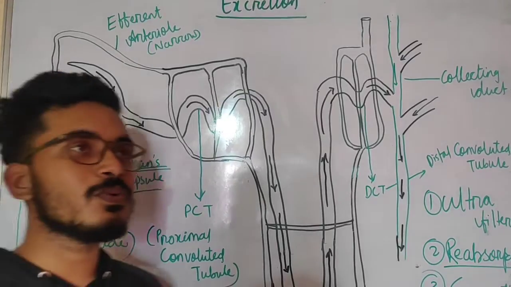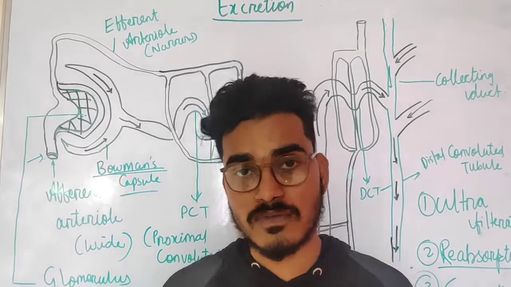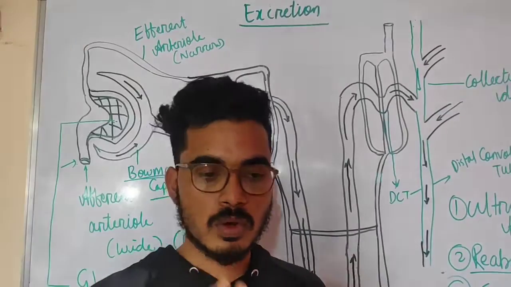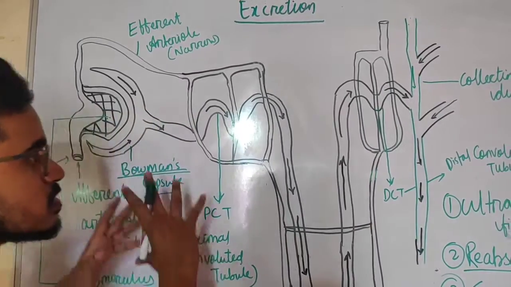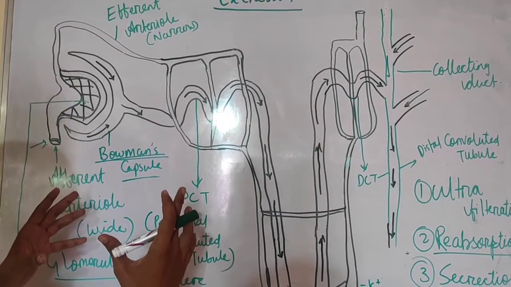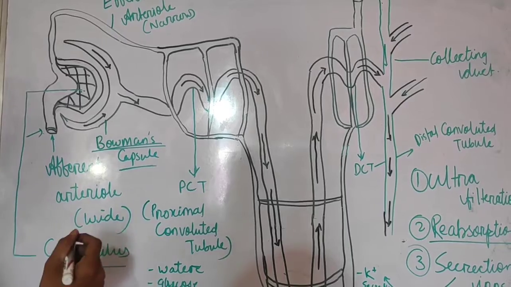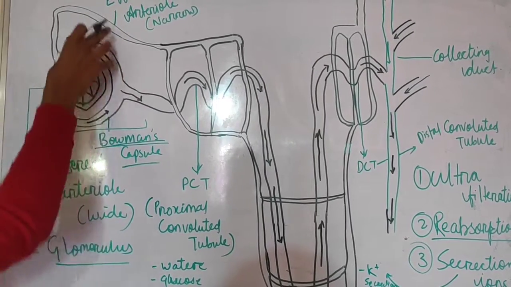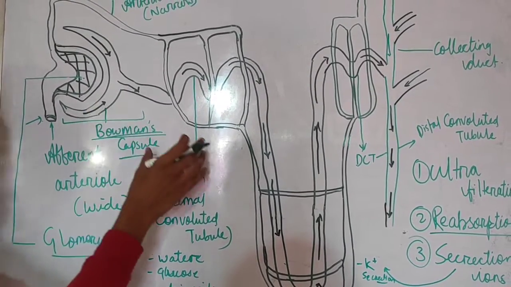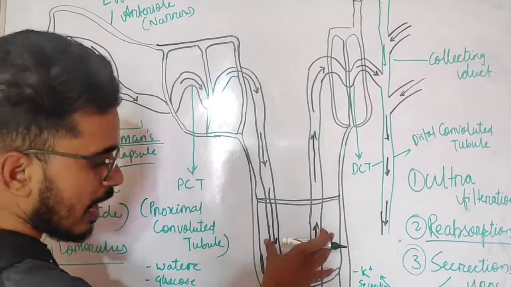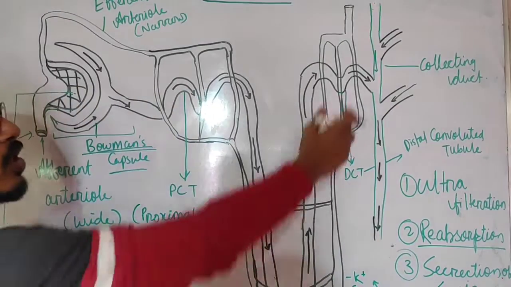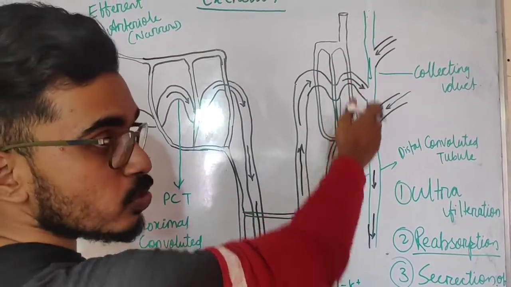So let us understand the structure of the nephron. As we know, the nephron is the excretory unit of the whole kidney, right? This is the structure of a nephron. In the structure of a nephron we have some parts. This is the first portion of the nephron, that is Bowman's capsule. Then comes the PCT, then Henle's loop, then the DCT, then this, which is not a part of the nephron, but here the urine gets collected.